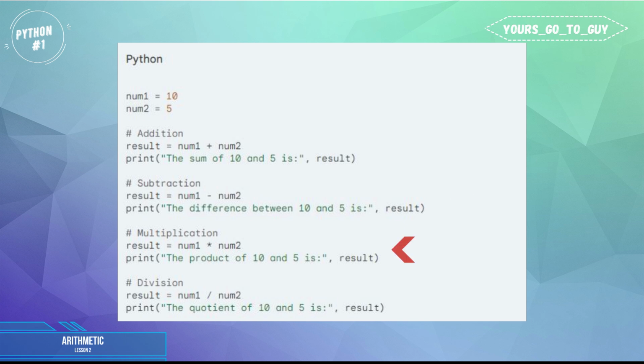Multiplication. The asterisk operator is used to multiply the values of num1 and num2. The result is stored in result and printed. Division. The slash operator is used to divide the value of num1 by num2. The result is stored in result and printed.